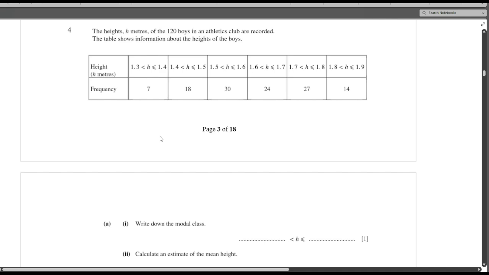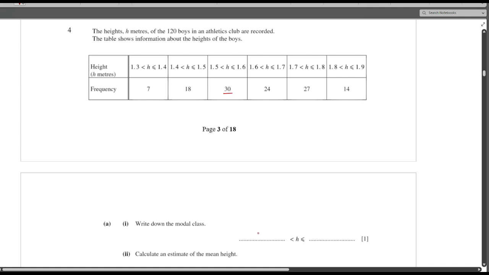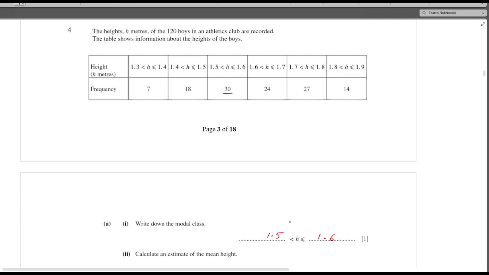The height H meter of 120 boys in an athletic club are recorded. The table shows information about the heights of the boys. Write down the modal class. Now modal class is the class where you have the highest frequency. So here this is the highest frequency, so you will say that the modal class is 1.5 to 1.6. So your H is greater than 1.5, less than or equal to 1.6.